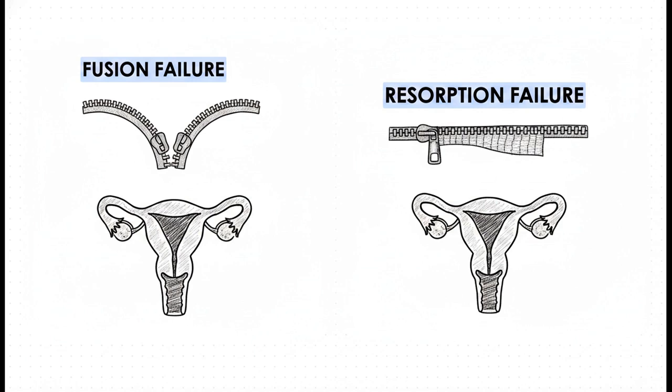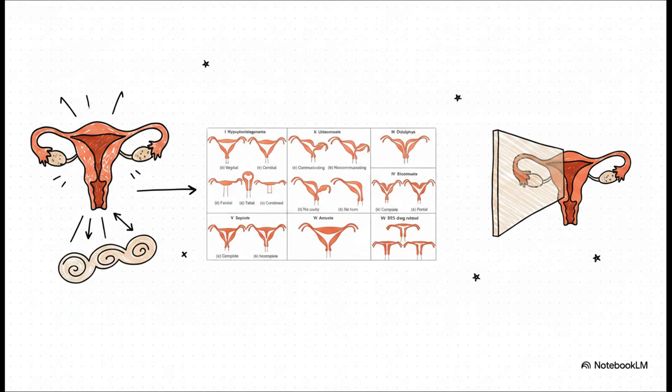This gives you things like a bicornuate or heart-shaped uterus. Now on the right, you've got resorption failure. Here, the zipper closes just fine, but the bit of fabric behind the teeth, the septum, is never removed. So you're left with a wall running down the middle. And that gives you a septate uterus. This classification system is a fantastic visual summary of everything that can go wrong. You can see class I, agenesis, where things just don't form at all.